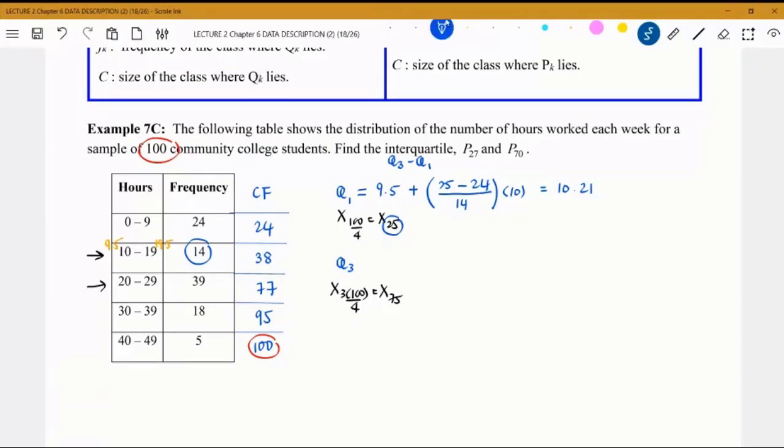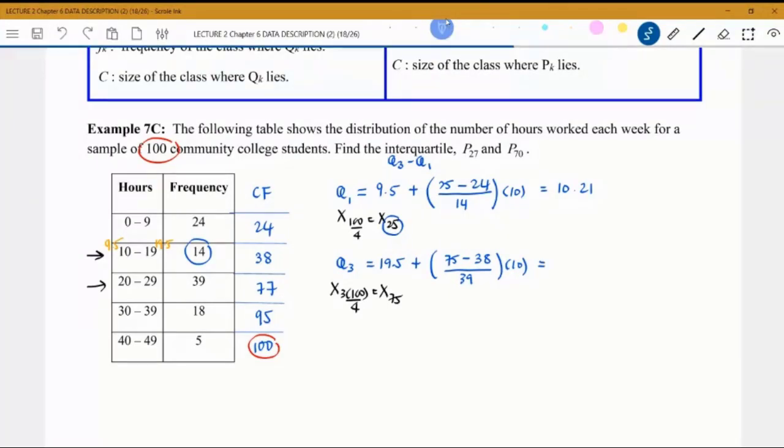So your formula, starting with the lower boundary, which is 19.5 plus 75 minus the cumulative class before, 38, divided by the frequency of itself, which is 39, and then times 10. Directly, what value do we get? We get 28.99. Okay? 18 or 28? 28.